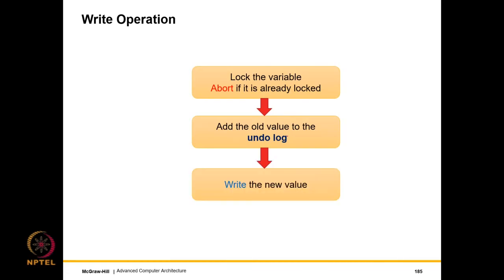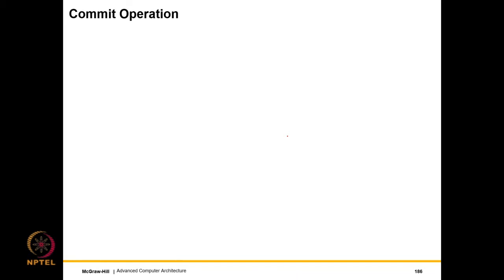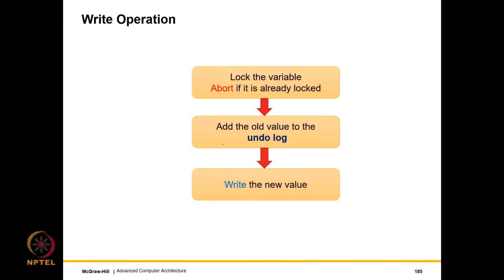We write the new value. All right. So the key point over here is that the write is made more elaborate because we are locking the variable, right? And it is also made more elaborate if, let's say, we are writing to a variable for the first time in a transaction. So there is a need to update the undo log. Of course, if we are not able to find the log for a variable, then we abort.